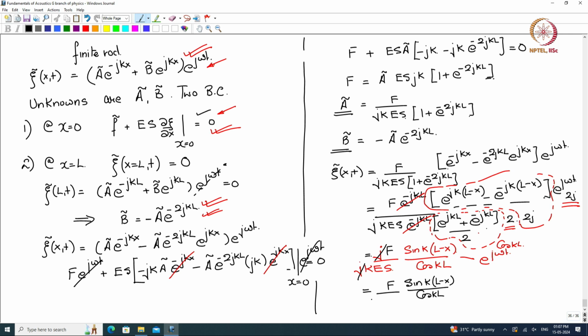So let me write k as omega by c, E as rho c square and S as S. Okay. So I get a cancellation. It is equal to F by omega rho c S, sin k (l minus x) by cos k l, e to the power of j omega t. Okay. This is exactly the solution form that we obtained for a string.